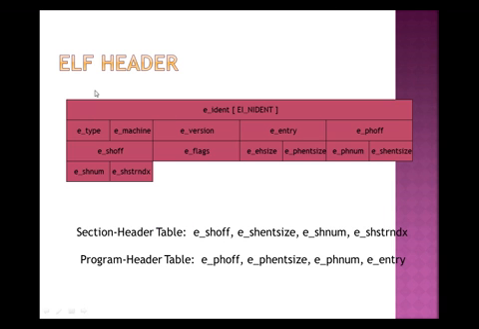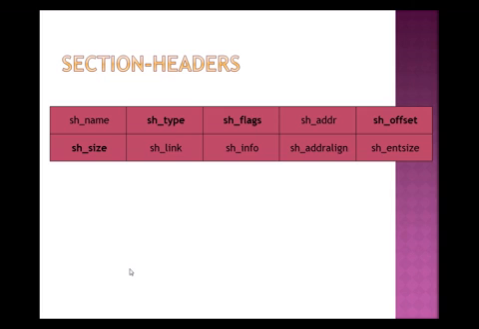Then this is the ELF header that contains this type of information: e_type, e_machine, e_version, e_entry, e_phoff, e_shoff, e_flags, e_ehsize, e_phentsize, e_phnum. These are the variables that are used.